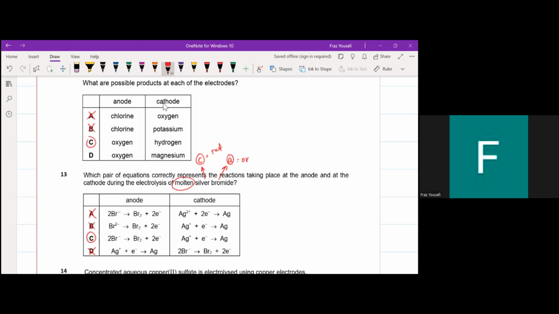Now, some of you may be thinking, the electrons are not balanced. It didn't matter here. They just wanted to see how each ion would change at each respective electrode. Now, had you been writing a complete equation from this, yes, then if there are two electrons lost at the anode, there would have to be two gained at the cathode.